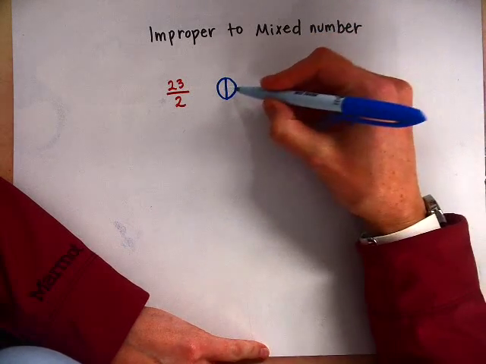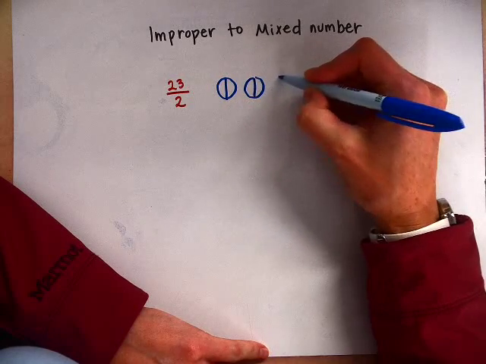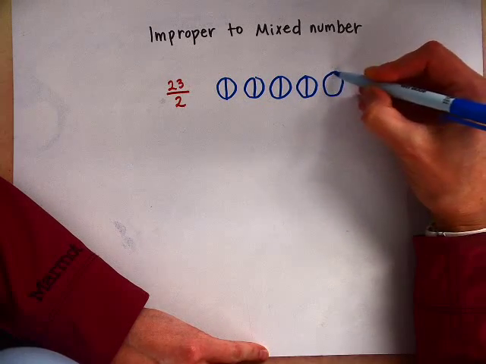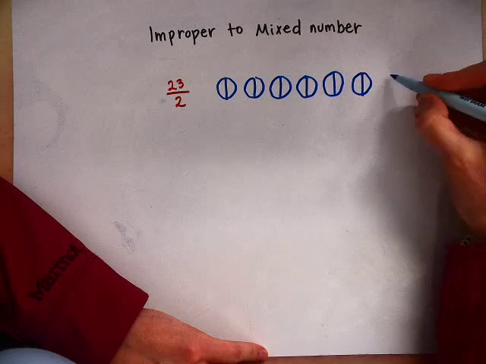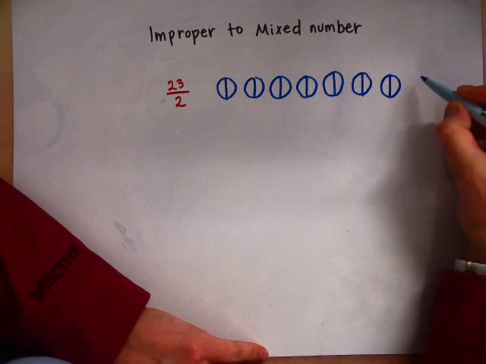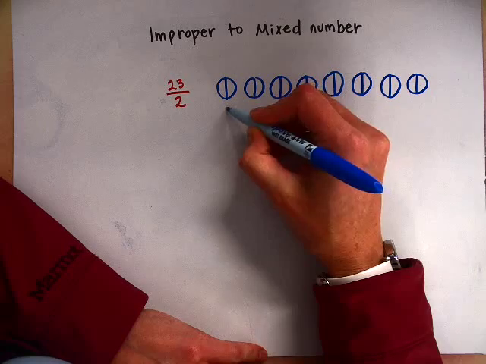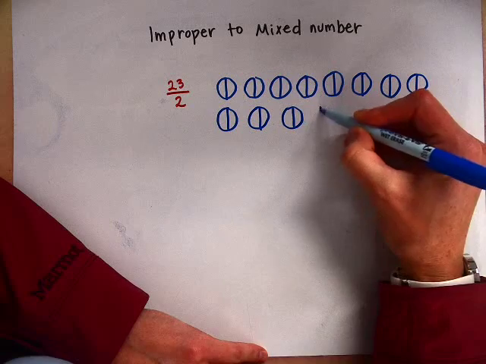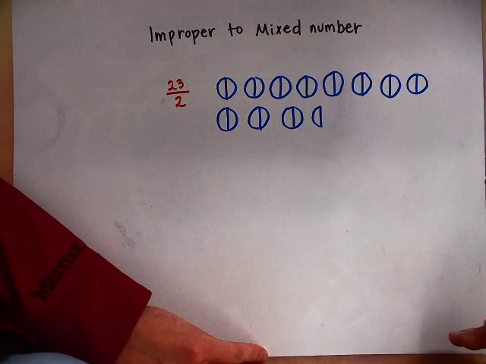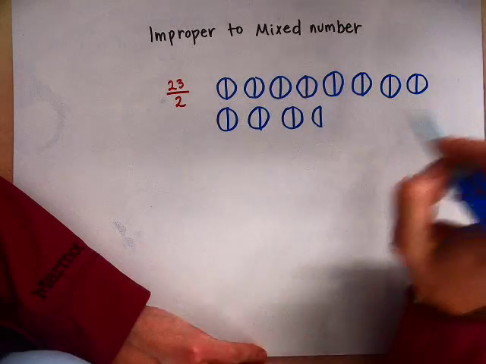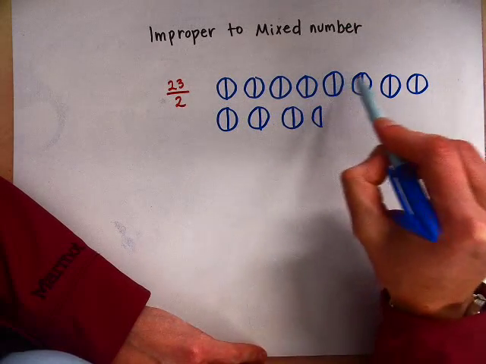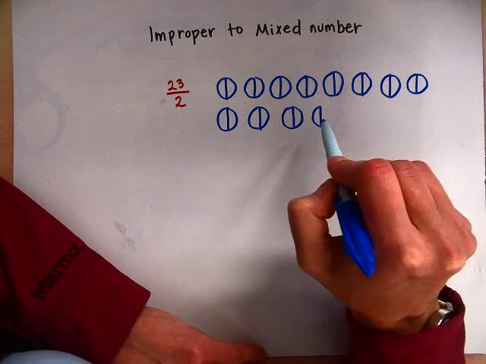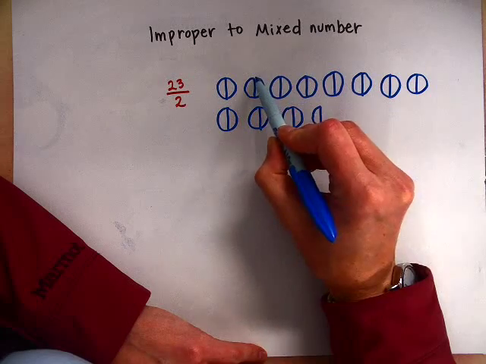2 halves. So 1, 2, 3, 4, 5, 6, 7, 8, 9, 10, 11, 12, 13, 14, 15, 16, 17, 18, 19, 20, 21, 22, 23 halves. That's 23 halves. Let me count again to check. It's always good to double check that you drew the right amount.